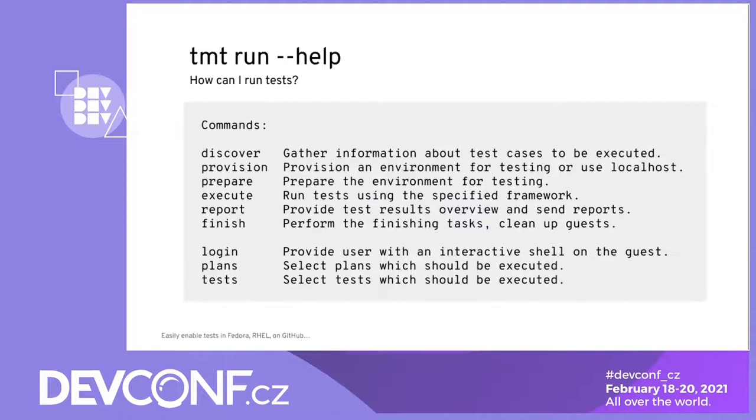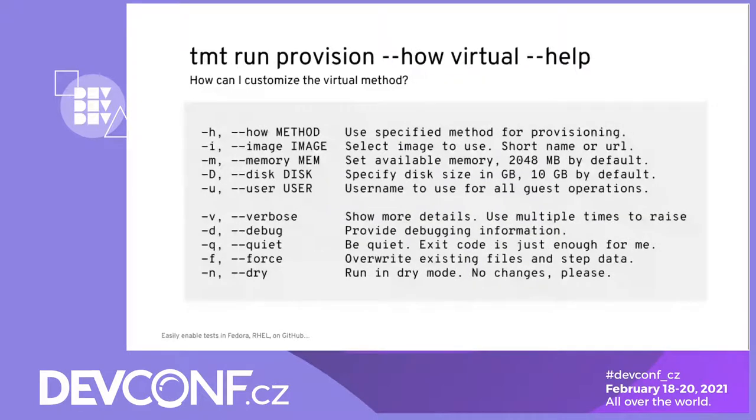If you dive a little bit more, tmt run provision --help gives you an overview of the provision methods which are available. So here you see we have connect, local, minute, and container, virtual, testcloud. So these five provision methods for running your tests, and you can freely choose what's the best. You can dive even deeper. tmt run provision --how virtual --help, and you would see the options for the virtual provision plugin. So for example, specify amount of memory or disk.